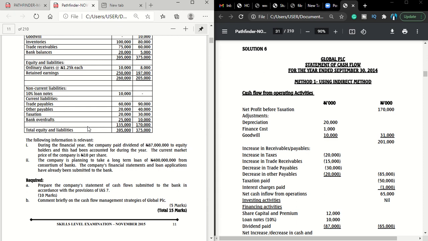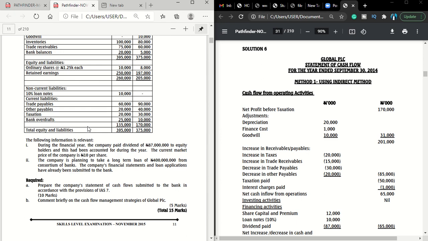We can prepare our statement of cash flow using what we call the direct method and what we call the indirect method. And like I explained, what indirect method means is this: I have prepared my financial statement before. I have prepared my statement of profit or loss, and I have prepared my statement of financial position. If I have done that and you need me to prepare the statement of cash flow, I may not necessarily need to start from the beginning, that is to prepare cash flow from inception itself.